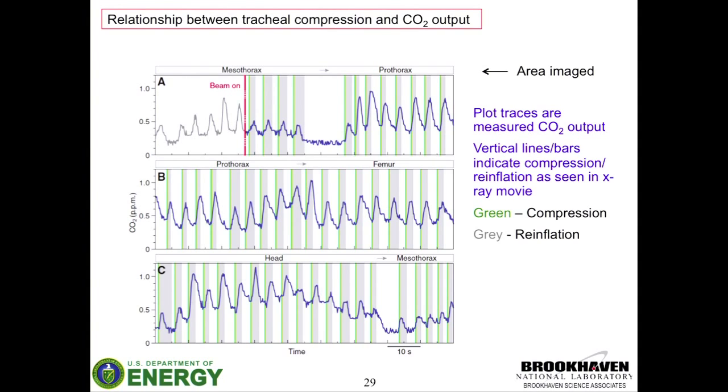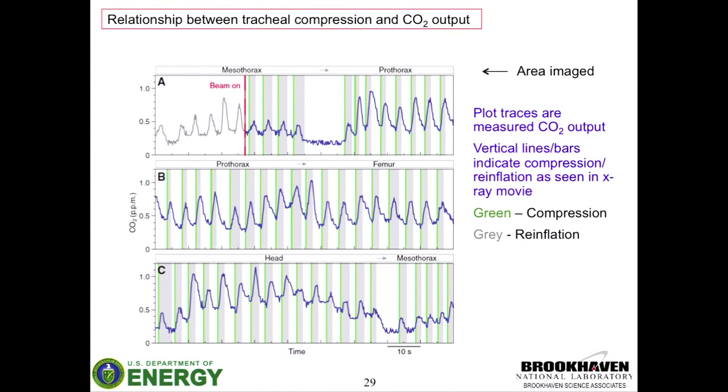On this top area here, it just tells you where I'm looking on the animal. Mesothorax is the chest, middle chest, upper chest, the femur, the legs, the head, okay? This plot trace here is CO2 output from the animal, okay? Remember, we are monitoring the gas coming out of the end of the chamber with the animal. So this is sort of CO2 from the animal, okay?